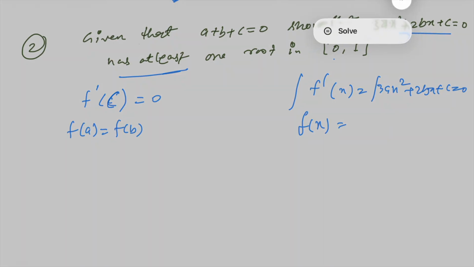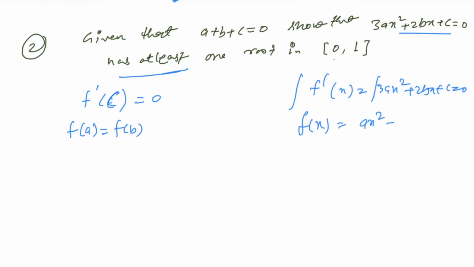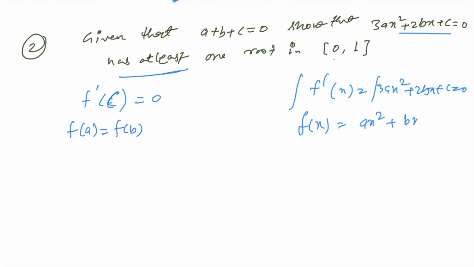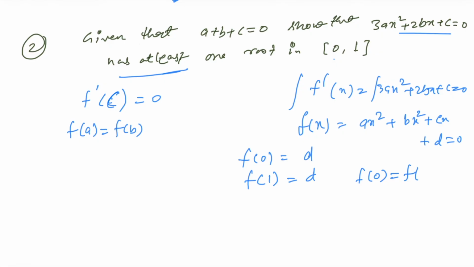It will come ax cube plus bx square plus cx plus some constant, let's say d, is equal to 0. So this is the function. And let's check the value at f(0). If we put 0, it will come d. And if we put 1, it will again come d. So that means f(0) is f(1).